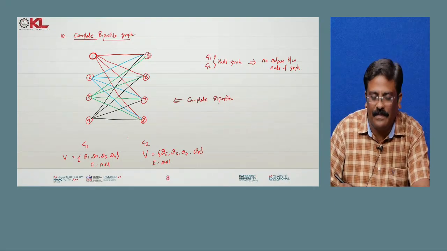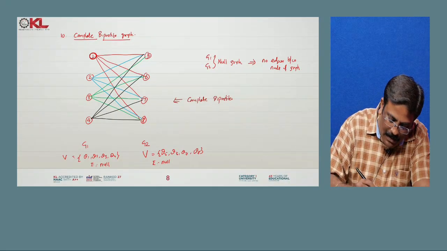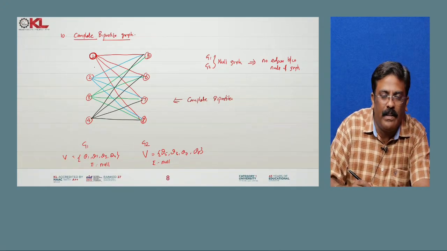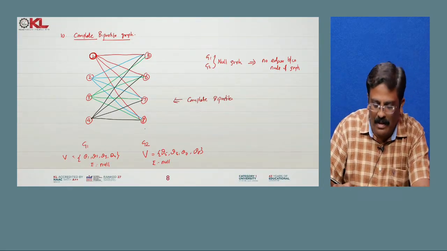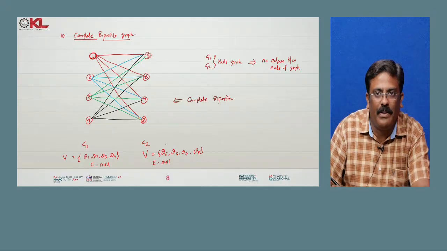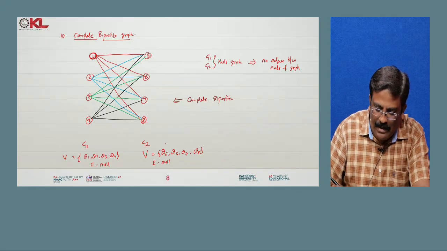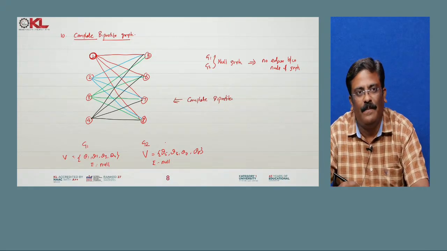According to the definition, if I take one particular node of one null graph G1, the edge must exist to all the other nodes present in G2, the other null graph. That is called a complete bipartite graph in graph theory.